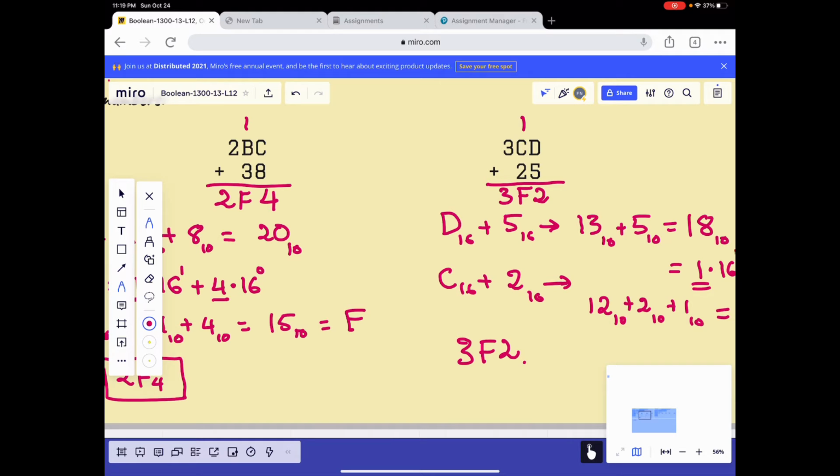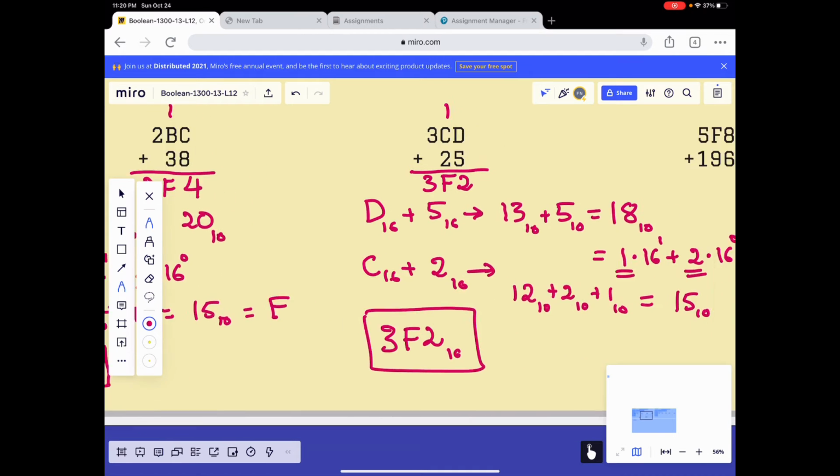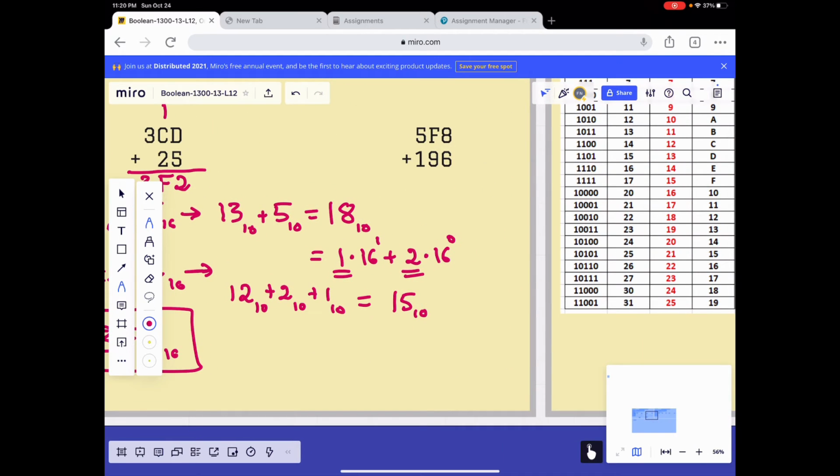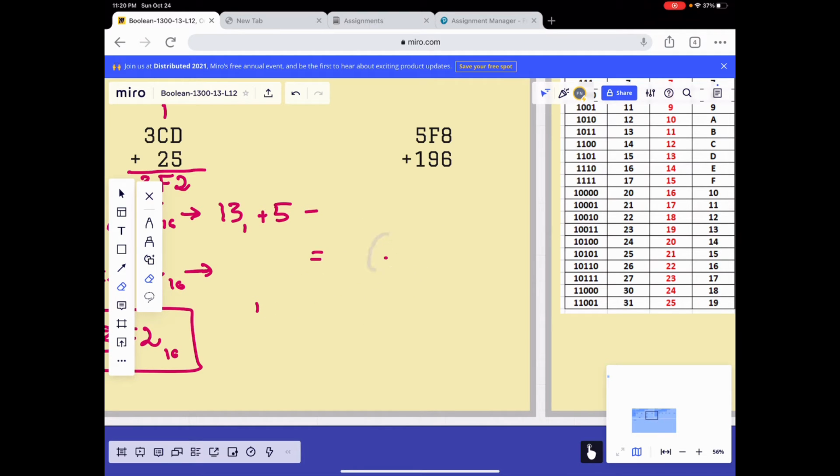And this is a hexa. You can put down subscript 16. All right. So that's the way you add hexadecimal. Let's do something that has a higher number. So I'm going to erase this one. Let's do another number. So 5F8 plus 196.